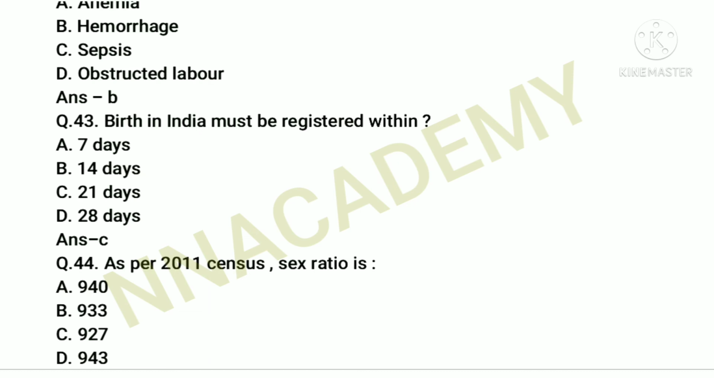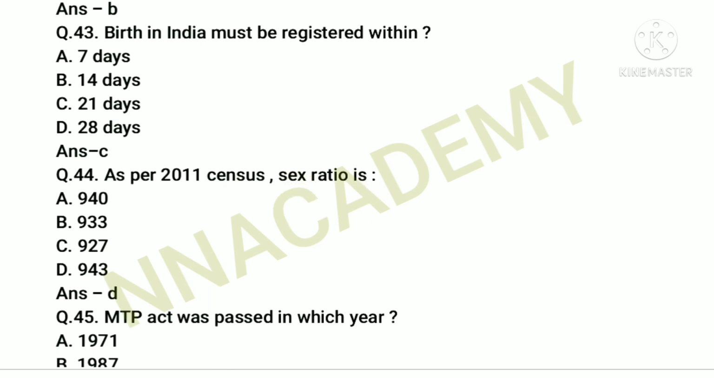And next one is: birth in India must be registered within: option A 7 days, option B 14 days, option C 21 days, and option D 28 days. The right answer is 21 days. Before 21 days we need to register a childbirth in India.